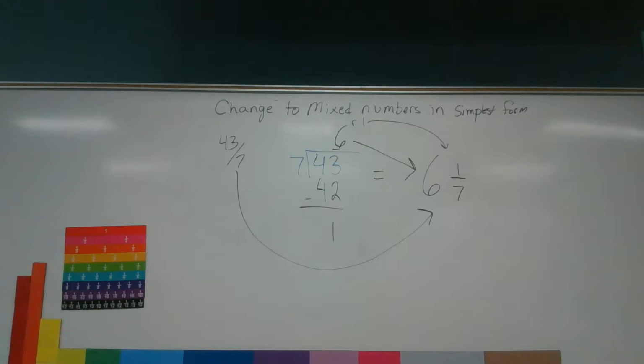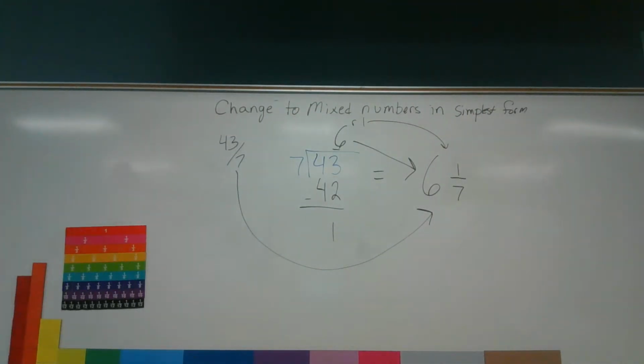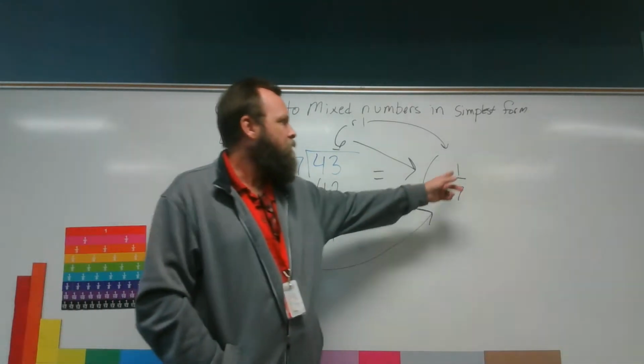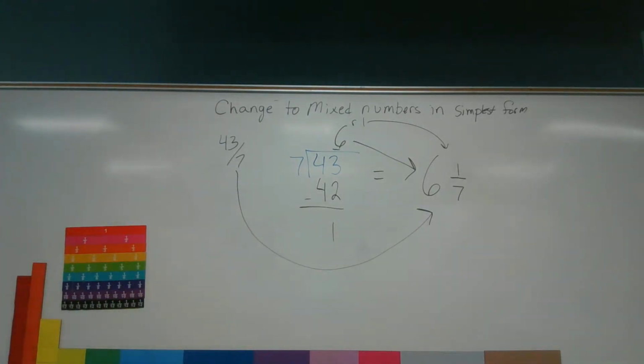Now we have to look at whether or not we can simplify 1/7. There's one really obvious way we know we can't simplify 1/7. Audrina, do you remember what that is? If it has 1 as your numerator, you can't simplify it. So if your fraction has 1 as a numerator, you cannot simplify it.